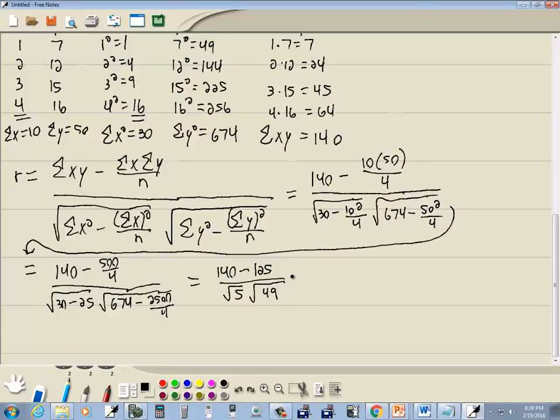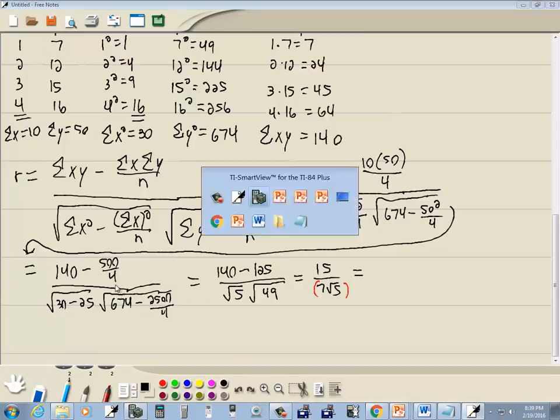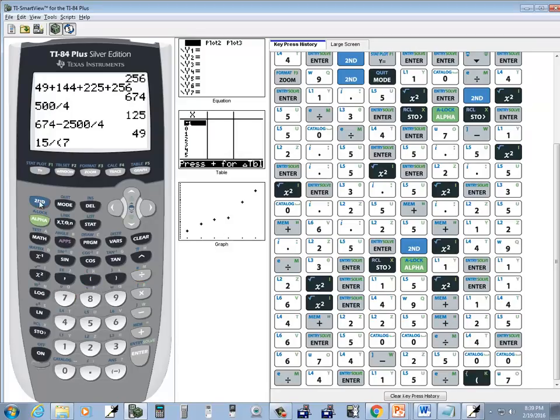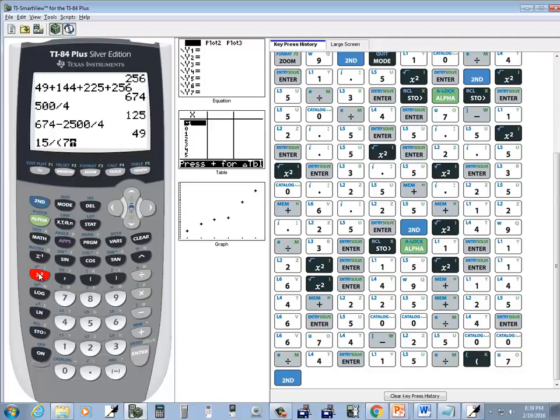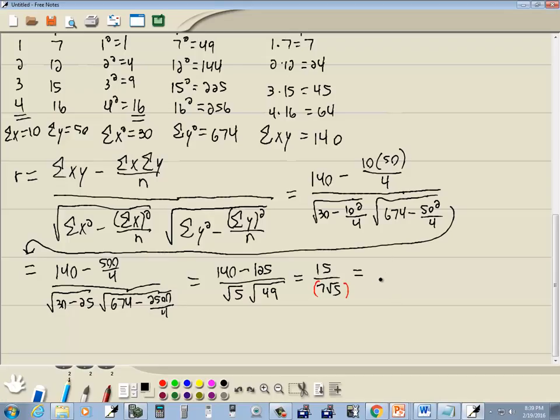Now, this would give us 140 minus 125 is 15 over the square root of 49 is 7, so that's 7 square root of 5. When you plug this in the calculator, you want to make sure you put parentheses around the bottom part, because you got more than just a single number down there. So I got 15 divided by, and beginning parentheses, and here's the moment of truth. See if I get the correct answer. .9583. Oh, good. Now this is .9583.